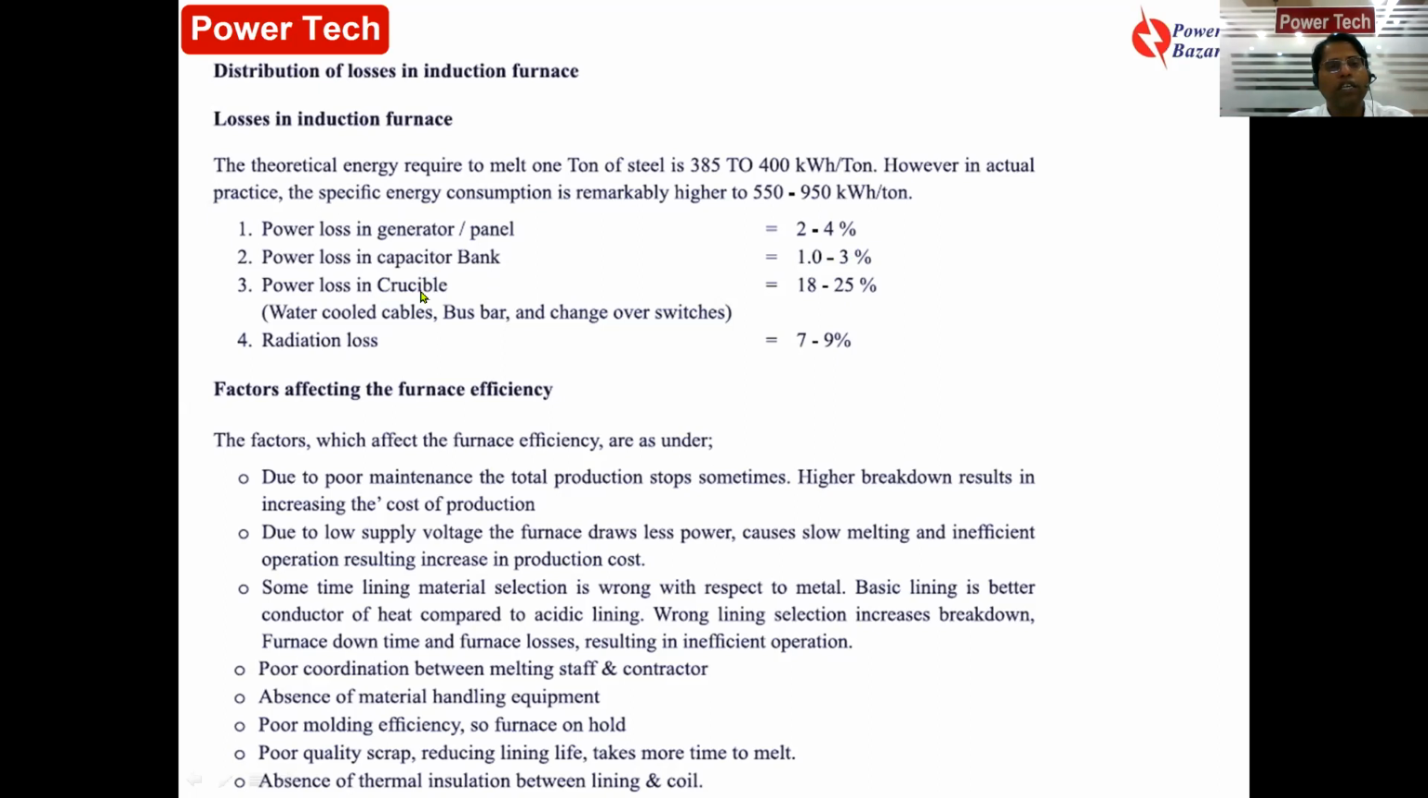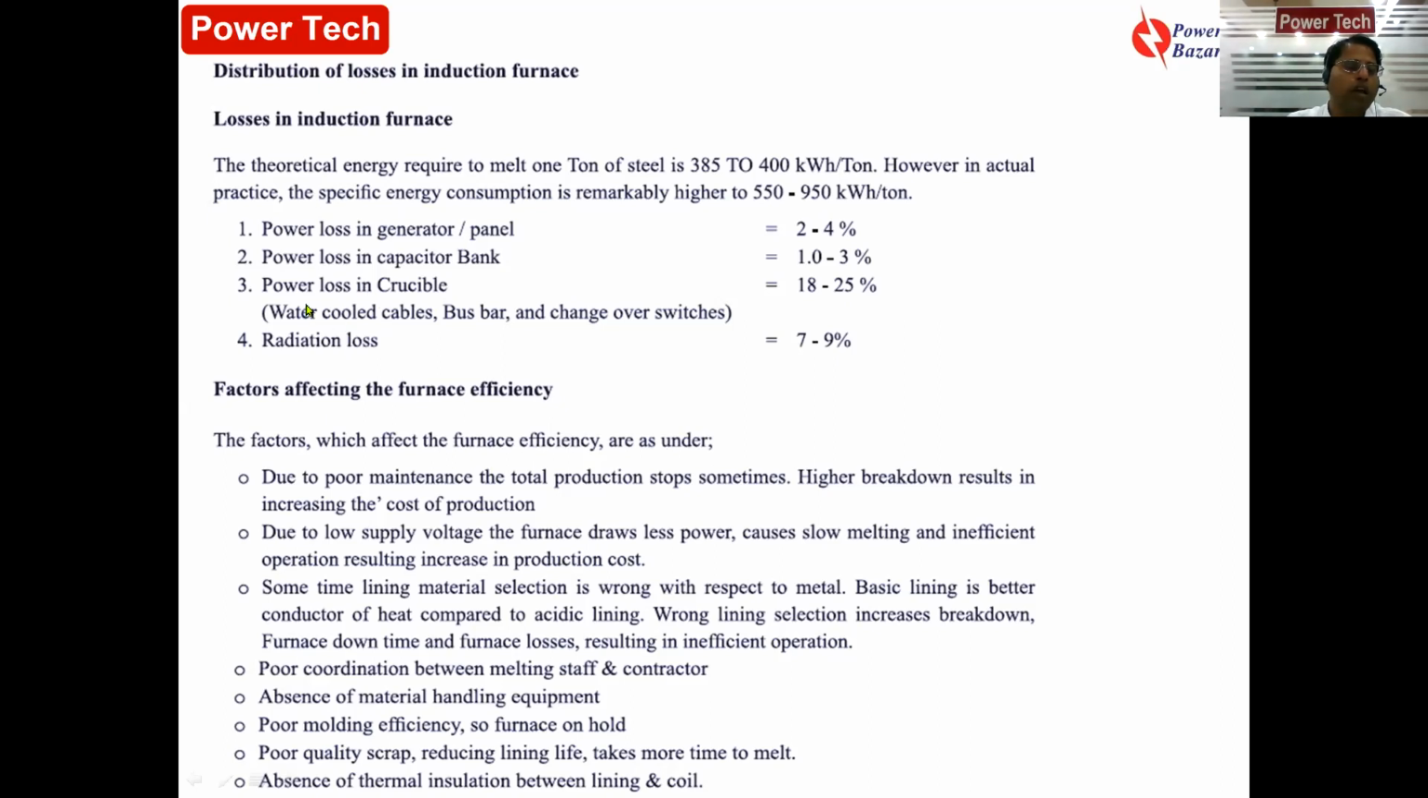So power loss in crucibles is important. As I told you, in an induction furnace there is a crucible in which water jackets are there, water cooled cables are there, and bus bar changeover switches are also there. These water cooled cables take the heat from the crucibles so that the crucible does not melt. So these are basically cooling requirements.